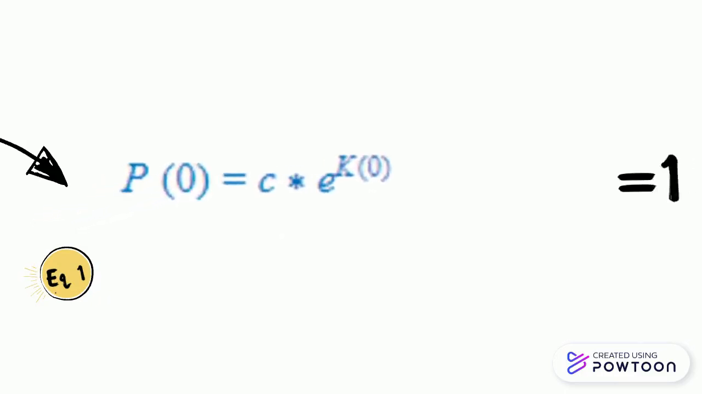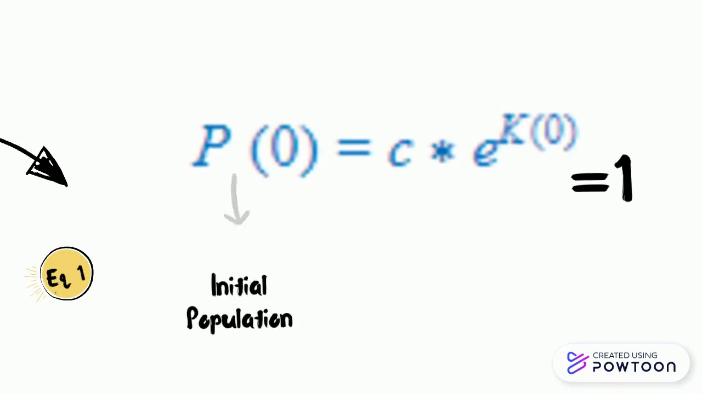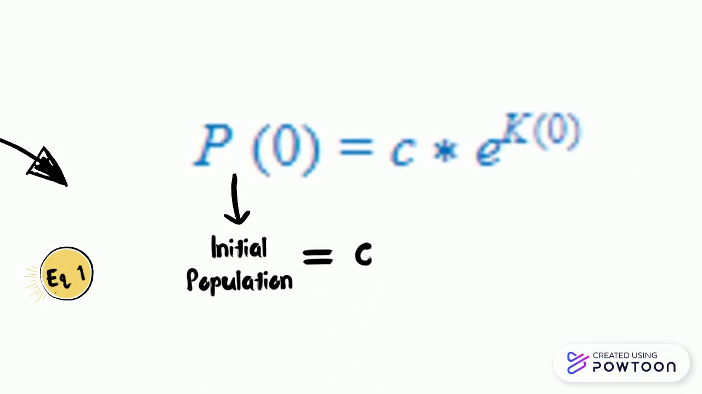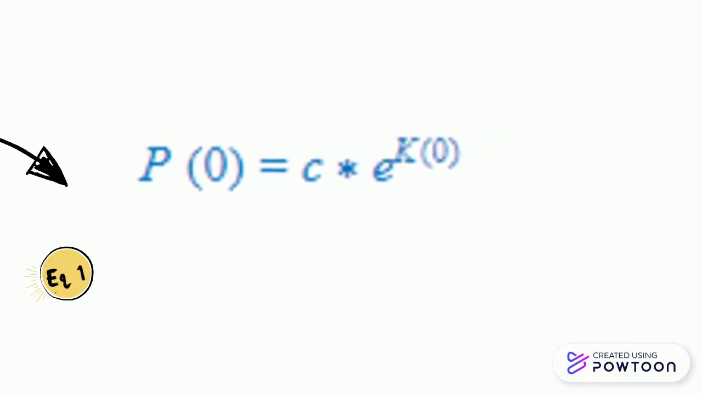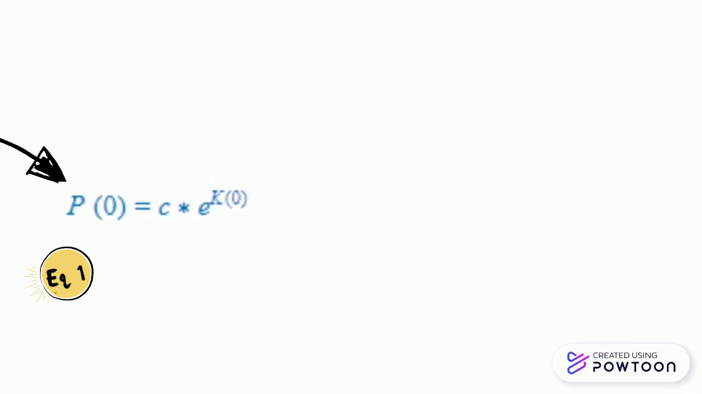When t equals 0, k times 0 is equal to 0 and e to the 0 is equal to 1. So the initial population P0 is equal to C. We get a final equation where the population is equal to the initial population P0 multiplied by e raised to k times t, where k and t are the relative growth rate and time.